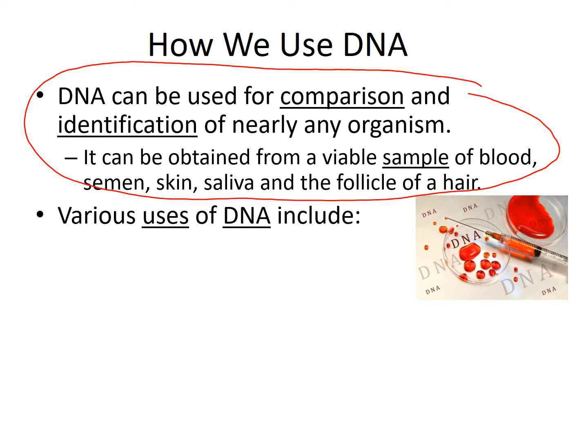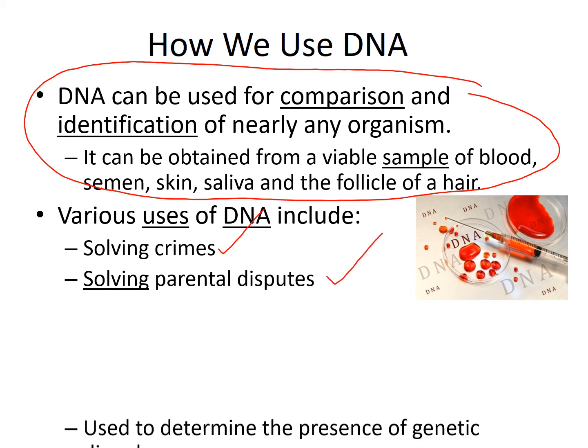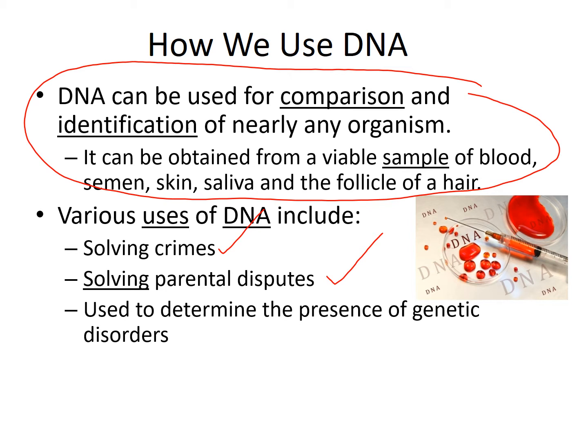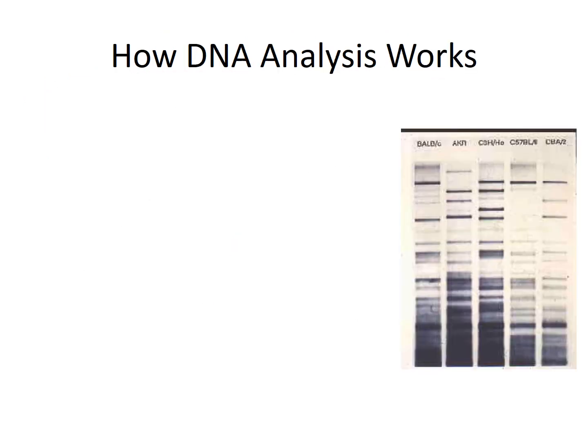But there's various uses of DNA. One is solving crimes, right? One is solving parental disputes, like the Maury Show. Used to determine the presence of genetic disorders, like DNA can let you know, hey, this runs in your family. As well as we want to keep track of different plants and animals. So you know how we track them with a piece of DNA, and then we have a little chip and stuff, and we can find them. That is what we use DNA for.